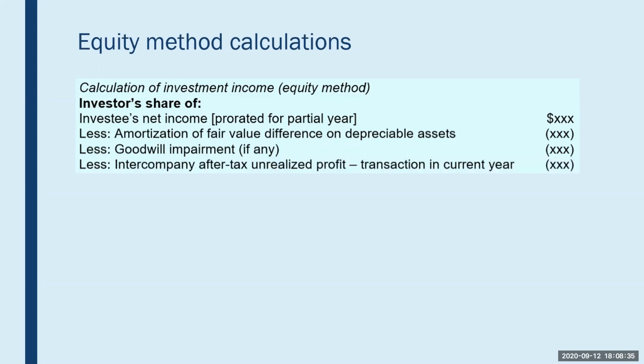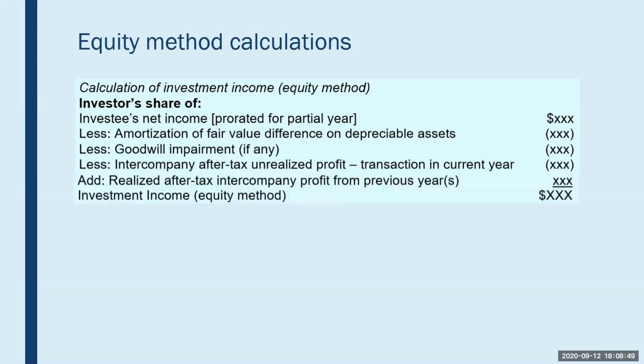And we will make an adjustment for an intercompany unrealized profit on an after-tax basis if the transaction occurred in the current year, and any realized intercompany profits from previous years on an after-tax basis are added. The sum of these various adjustments to the investor's share of the investee's net income is the investment income under the equity method.